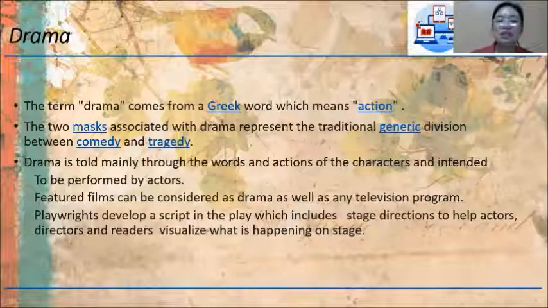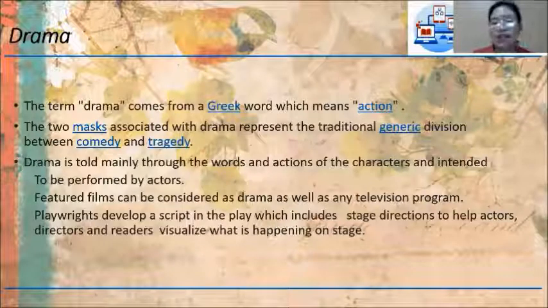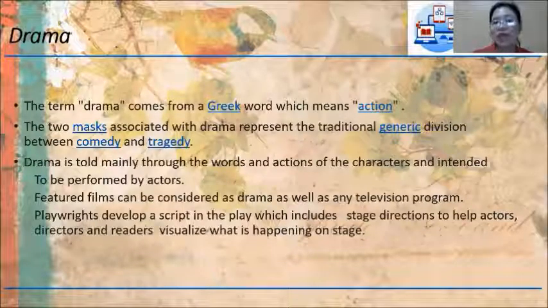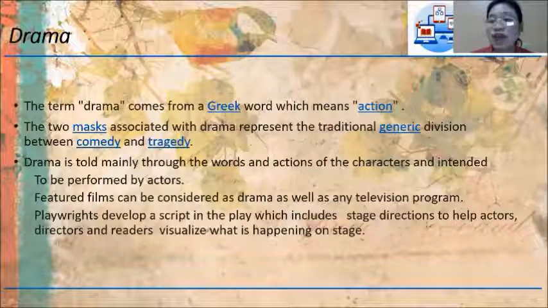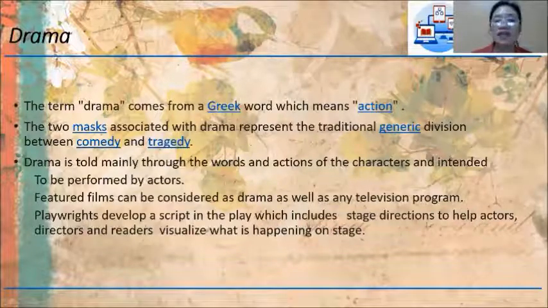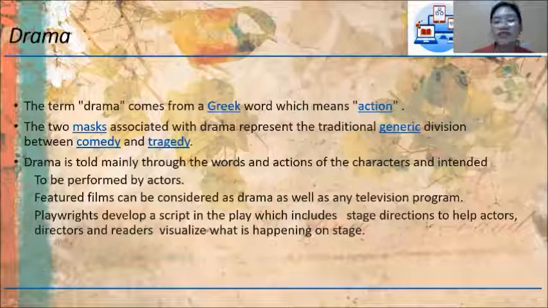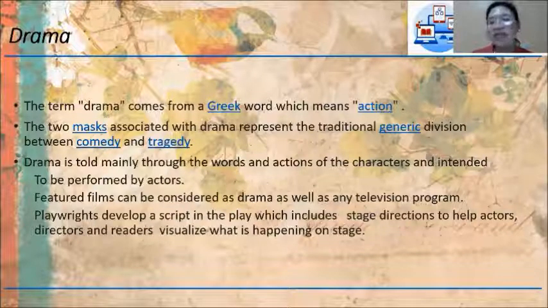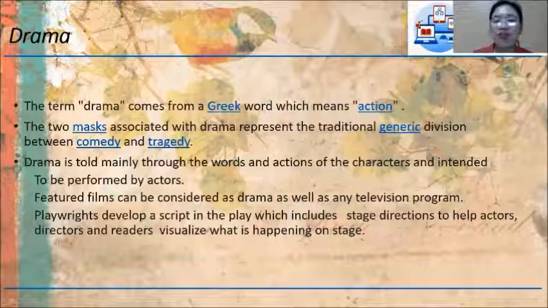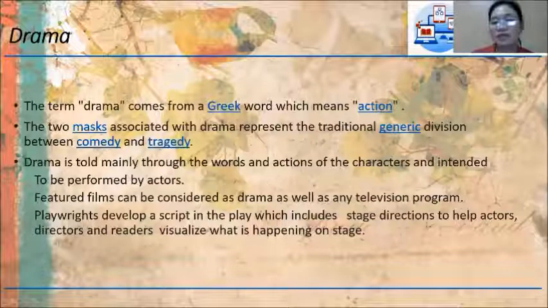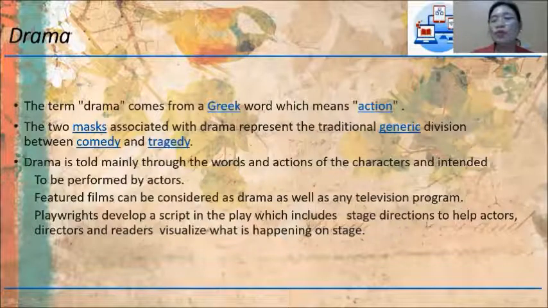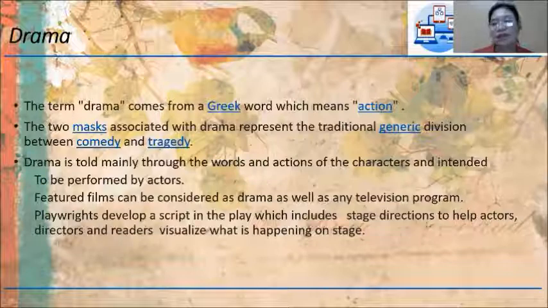Okay, so playwrights or playwriters develop a script in the play, which includes stage directions to help actors and directors and readers visualize what is happening on stage. So playwriters are people who write script in the play.